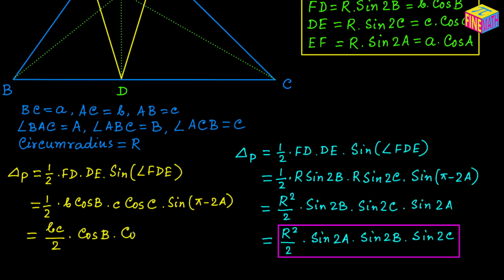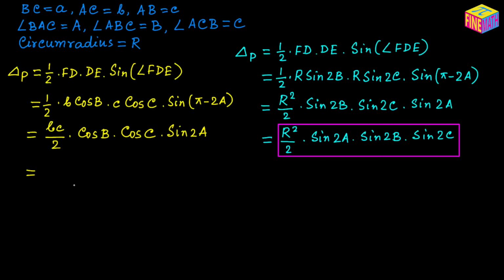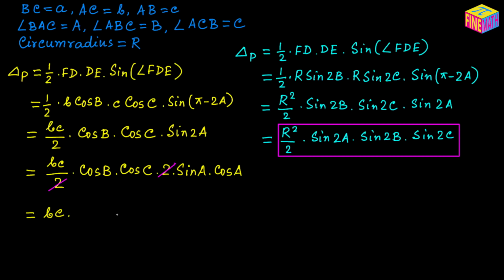times cosine of C times sine of pi minus 2A, which can be written as sine of 2A. And from here let's expand sine of 2A in terms of sine of A and cosine of A, so we can write it as BC over 2 times cosine of B times cosine of C times sine of 2A, which can be written as 2 times sine of A cosine of A. And from here you see this 2 right here and this 2 right here, they will cancel out each other, so we are going to be left with BC times cosine of B times cosine of C times sine of A times cosine of A.